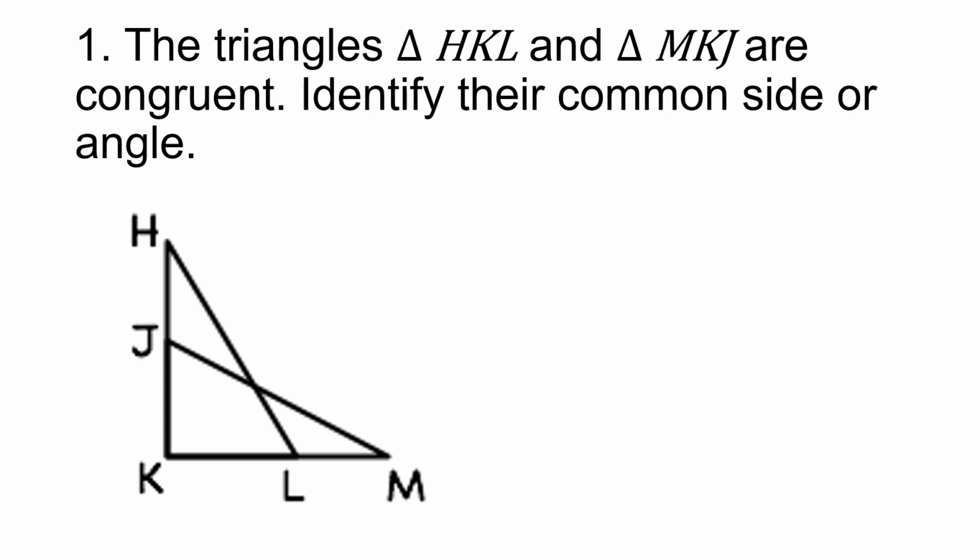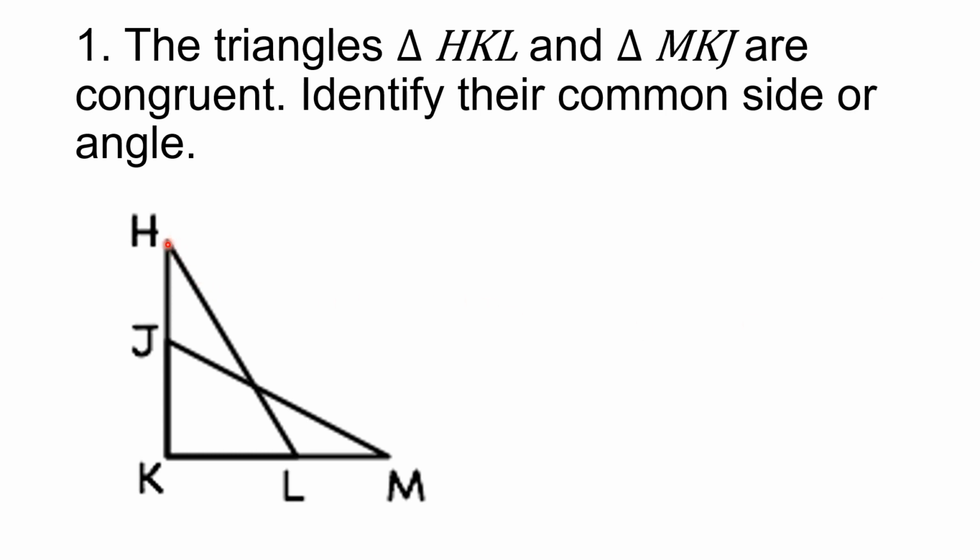Here we have two triangles. You can see they're kind of overlapping. It says the triangles, triangle HKL and triangle MKJ are congruent. Identify their common side or their common angle. I want you to look at this diagram and see what these two triangles have in common. Do they share a common side?